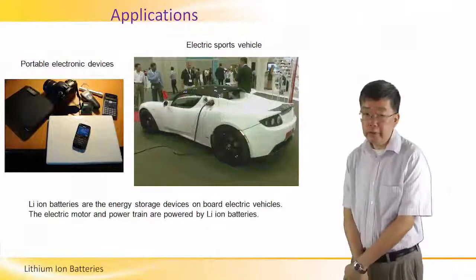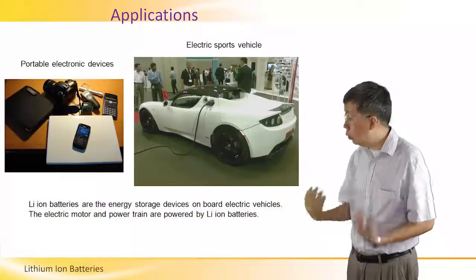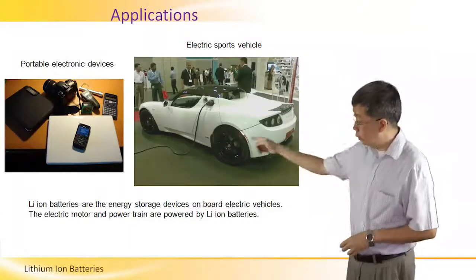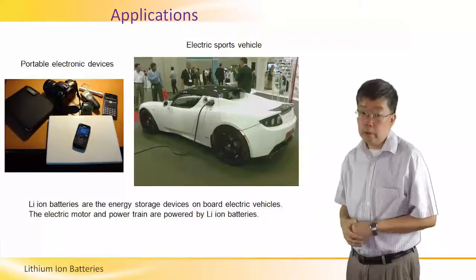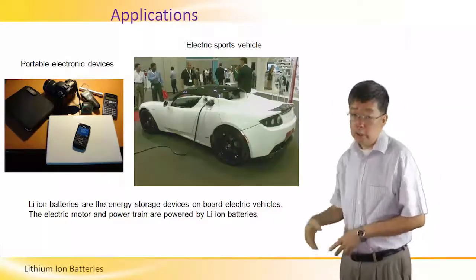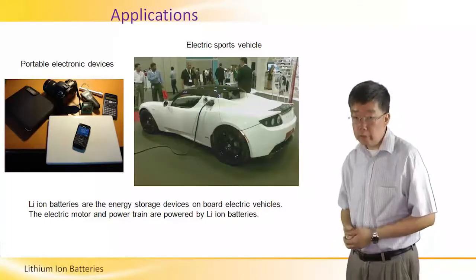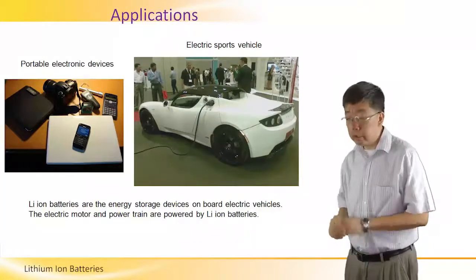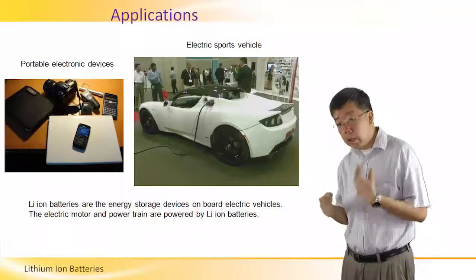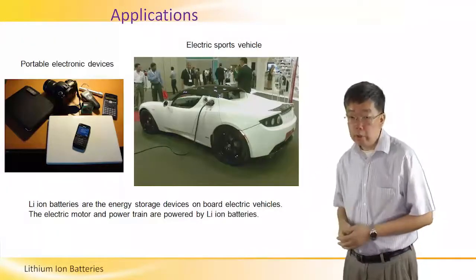So some of the applications of lithium ion batteries are very well known. For example, in the portable electronic devices, nowadays they are all powered by lithium ion batteries because of the high specific energy. And a more interesting and more recent application is that they are also used as a power source for electric vehicles, including electric sports vehicles. So the example on the right is showing that you are able to get high speeds from an electric vehicle which is powered by these lithium ion batteries. So the lithium ion battery acts as an energy source for the vehicle, and the energy is used to drive the powertrain and also all the onboard electronics of the vehicle.